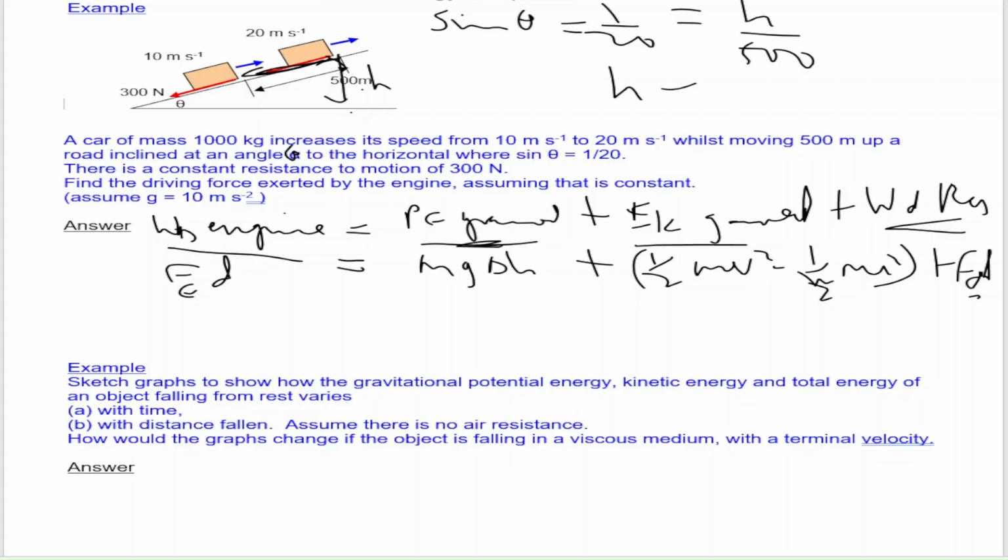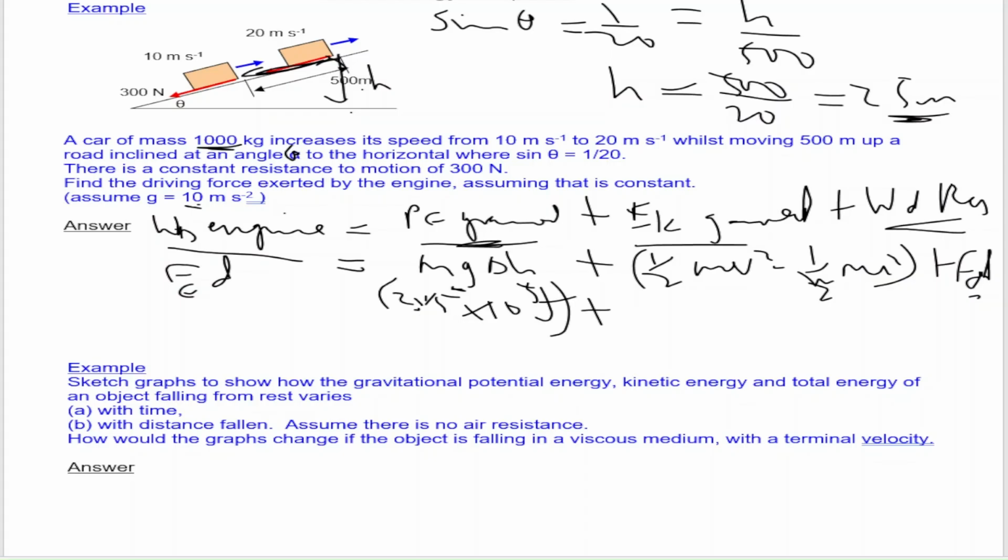So to get h, you just say 500 over 20, which gives you 25 meters. So to get the potential energy gained, it's going to be the mass, 1000 kgs, times g. We are told to use 10. So 1000 times 10 times 25, which is going to be 2.5 times 10 to the power of 5 joules.